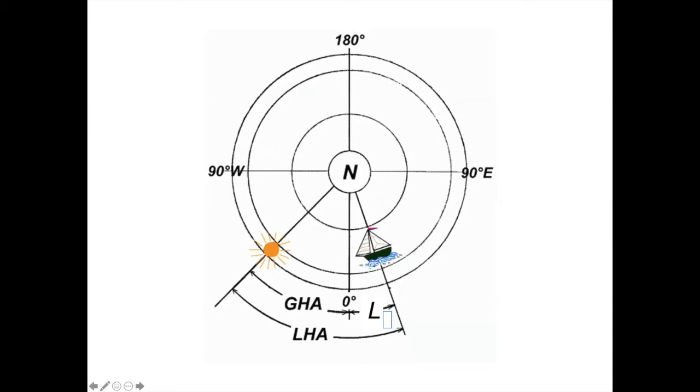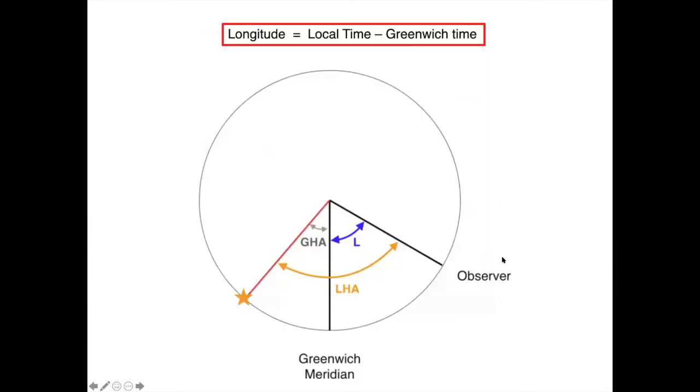In general, one does not need the sun and moon. Any star will do at any hour angle. From the geometry of this figure, you can see here, this is the Greenwich meridian. This is where the observer is. This is a random star. You have the local hour angle of the star, and the hour angle measured at Greenwich. The longitude of the observer is the local time, which is this angle, minus the Greenwich time, which is this angle here.